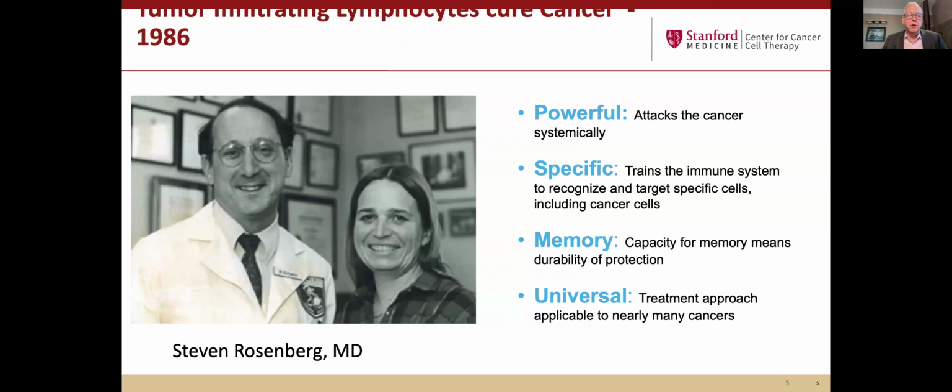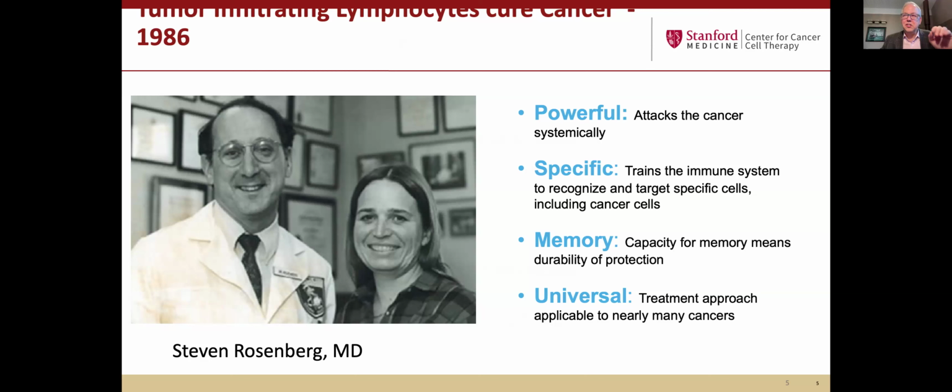Now, Steve Rosenberg of the National Cancer Institute pioneered this back in the 80s. He was using therapies where he harvested T lymphocytes from the tumors, especially melanoma or renal cell carcinomas, and then expanded them in the laboratory, put them back into the body of the patients, and then those T cells themselves cured the patients.